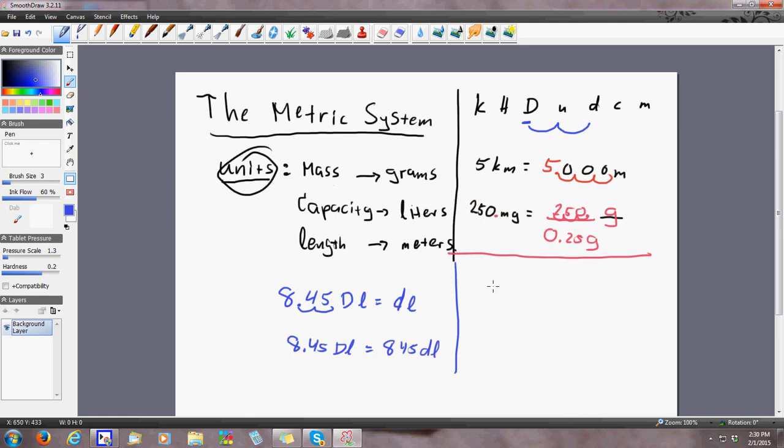Let's say I have 4,335,236 milligrams, and I want to figure out how many kilograms that is. Once again, you identify where you're starting. I'm starting at the milligrams, and I want to get to kilograms, so I'm going to move my decimal to the left. How many spots? 1, 2, 3, 4, 5, 6.